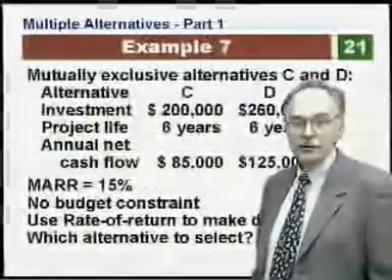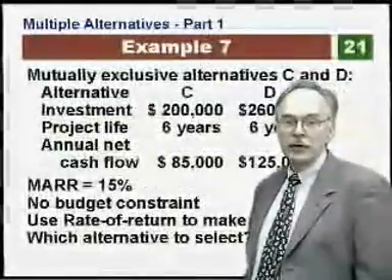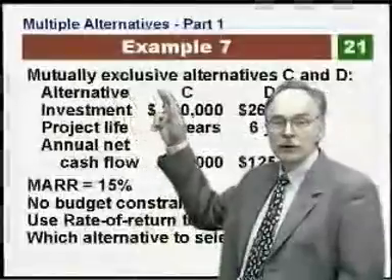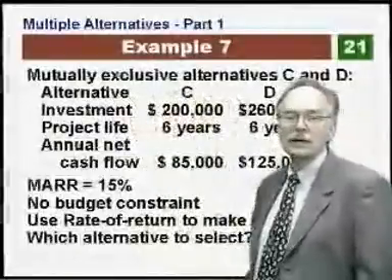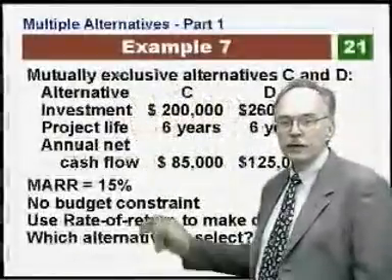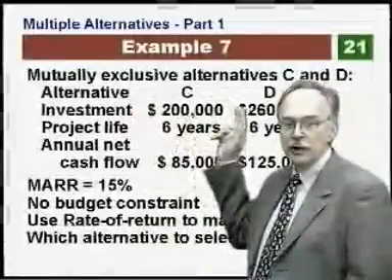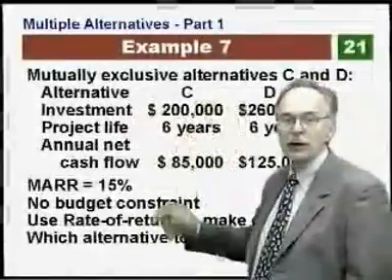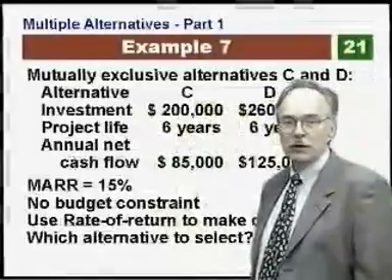Now let's move on to our last example, example 7. Here we have 2 mutually exclusive alternatives, C and D. Mutually exclusive meaning we can pick either C or D. Of course, we have the option of picking neither one, but we cannot pick the combination.